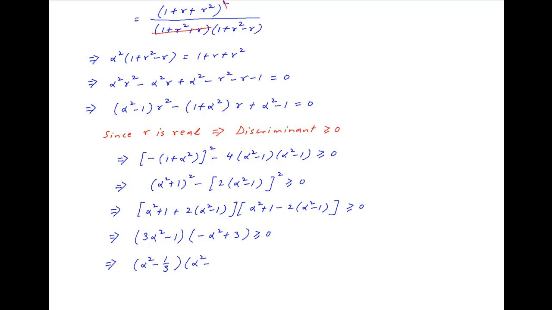Dividing by 3 and multiplying by minus 1, this inequality is equivalent to (alpha square minus 1 upon 3) times (alpha square minus 3) is less than equal to 0, which is possible only when alpha square lies between 1 upon 3 and 3, which is the required answer.